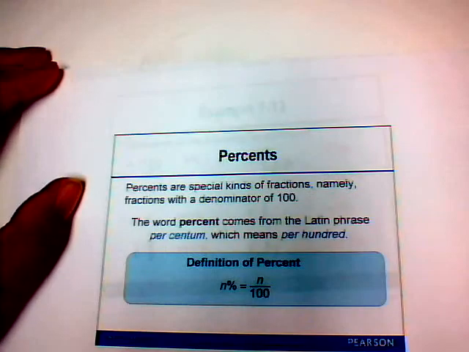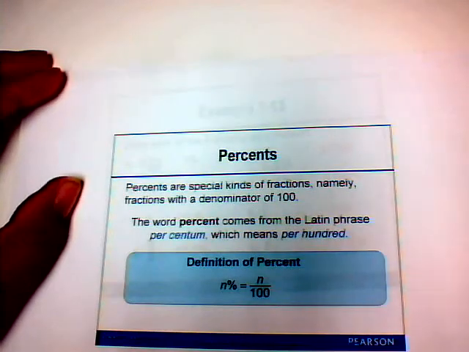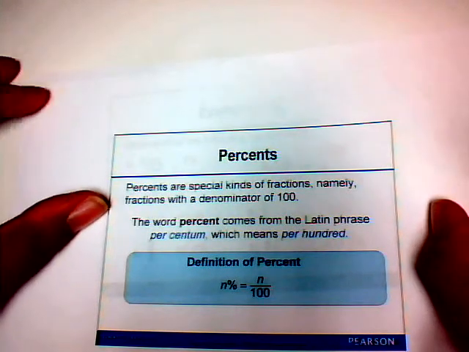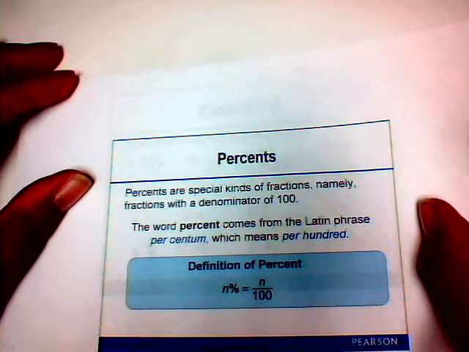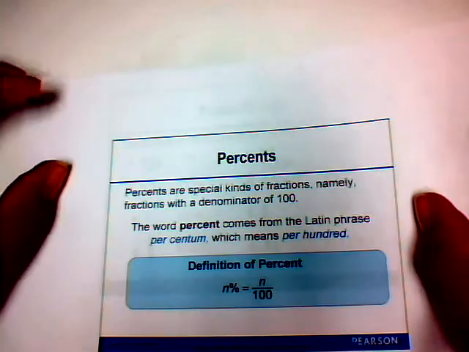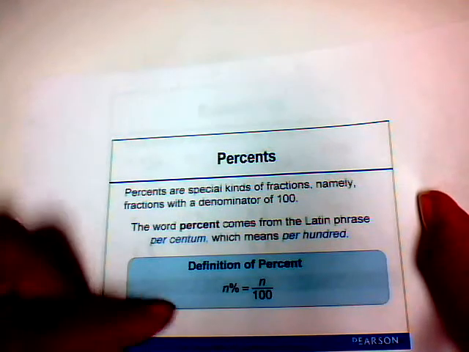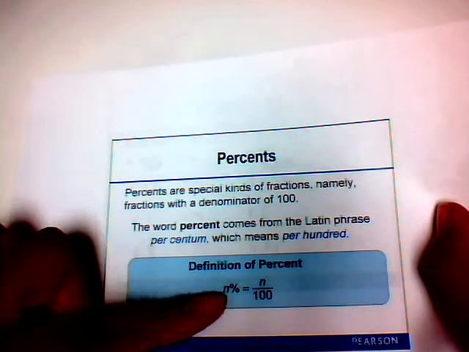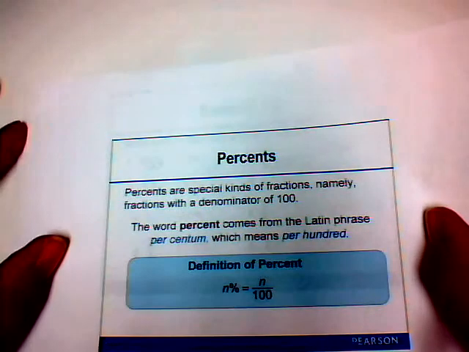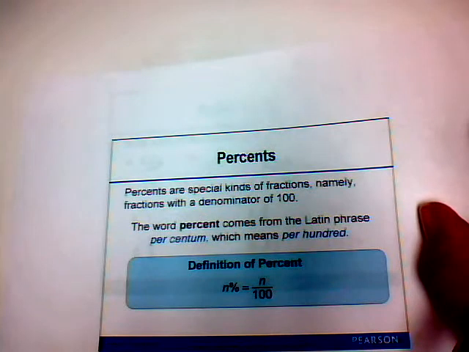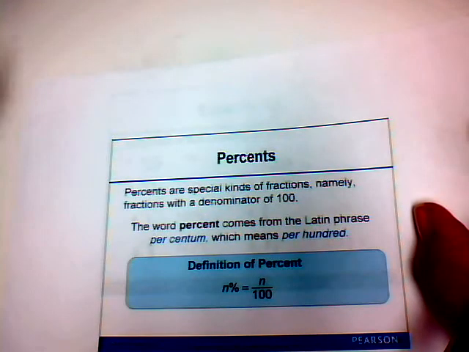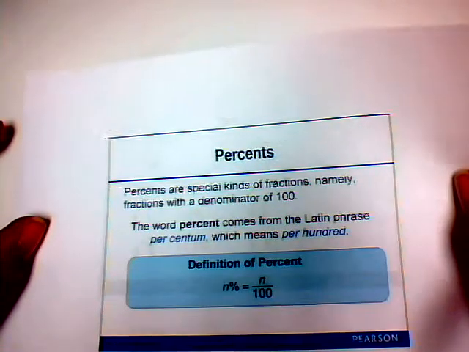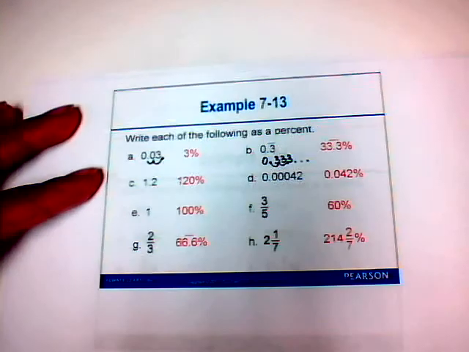computing interest. In this case here, percents are special kinds of fractions, namely fractions with a denominator of 100. The word percent comes from the Latin phrase percentum, which means per hundred. And of course, the definition of n percent is that number n over 100. So anytime you want to convert a percent to a fraction, just put that number over 100. And sometimes you may have to do a little bit of reducing, writing the fraction in its simplest form.